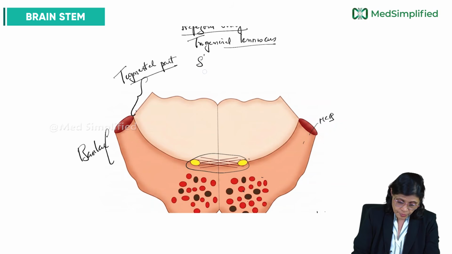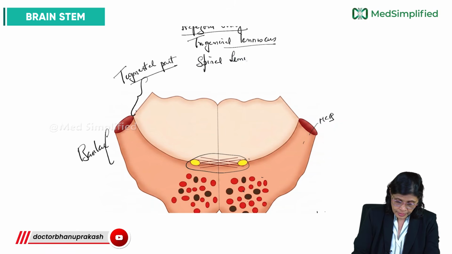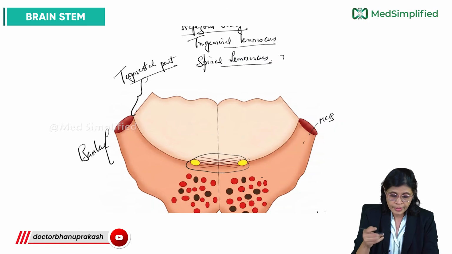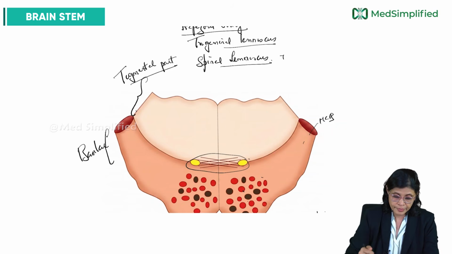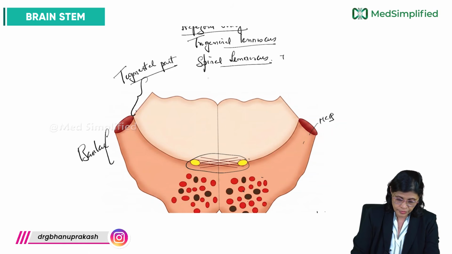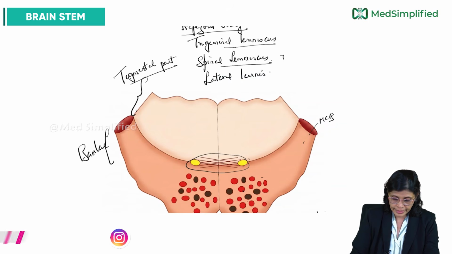Then we have the spinal lemniscus. The spinal lemniscus is basically formed by the lateral spinothalamic tract, the anterior and lateral spinothalamic tract, basically carrying the pain and temperature sensations from the opposite half of the body. Then we also have the lateral lemniscus. The lateral lemniscus is basically the ascending tract concerned with hearing.